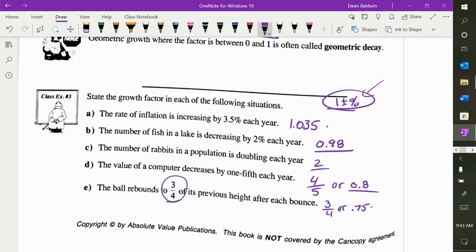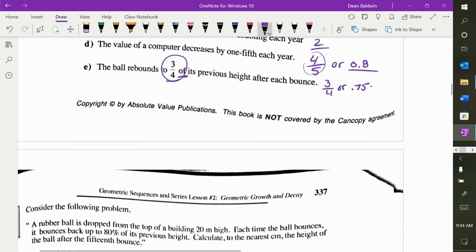But you're getting less, so it'd be 1 minus. No, because it says it's going to 3/4 of the previous height. So this word "of" means multiply, right? A value can decrease by 1/5. No, so it's 4/5 of. Well, we can go over it.